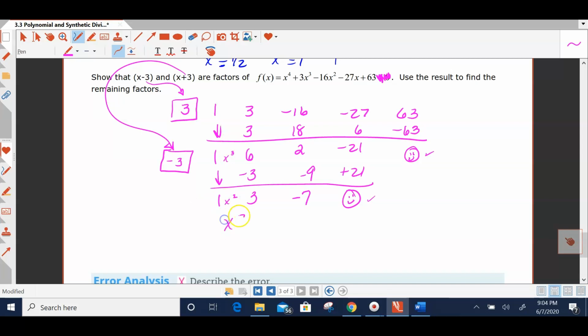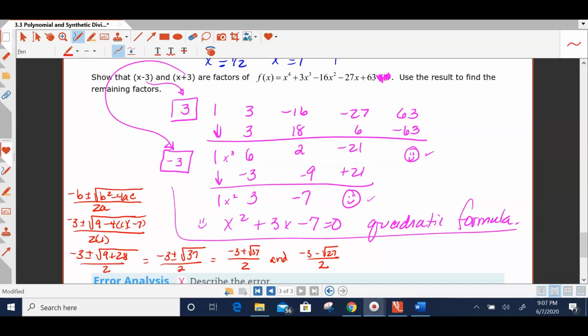So I am left with the quadratic x squared plus 3x minus 7. And when you're down to a quadratic, you can either factor or use the quadratic formula. Unfortunately, this one doesn't factor, so I want you to practice using the quadratic formula. Remember, we're looking for 4 factors, or 4 zeros. We've got 2. We're going to find the other 2 from this. So use the quadratic formula.